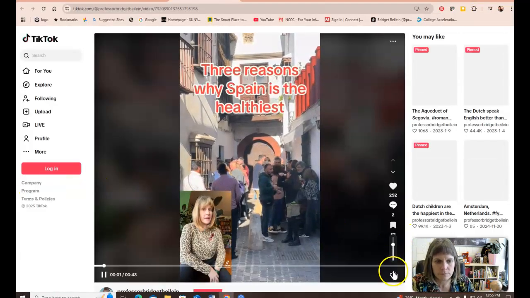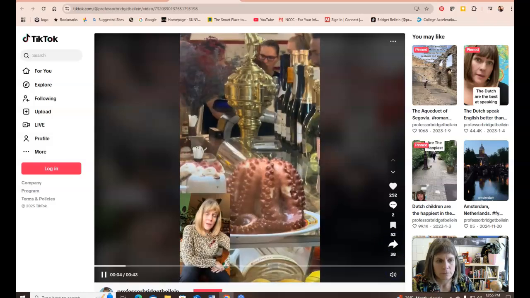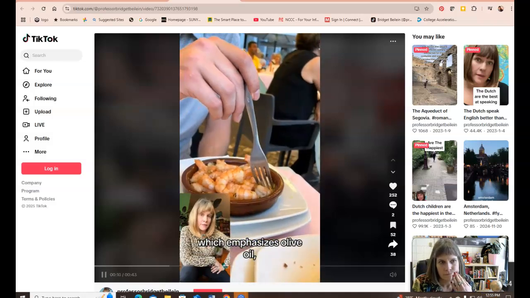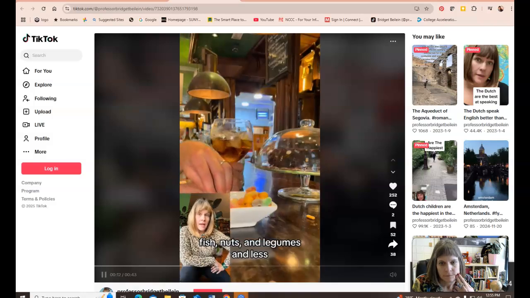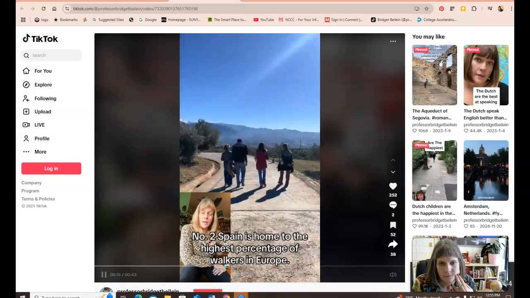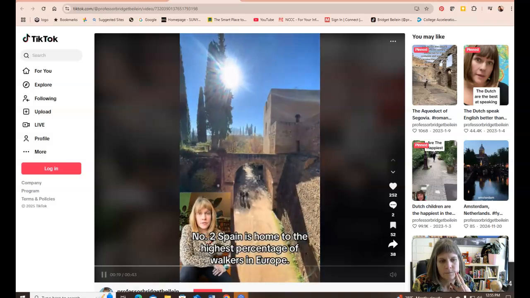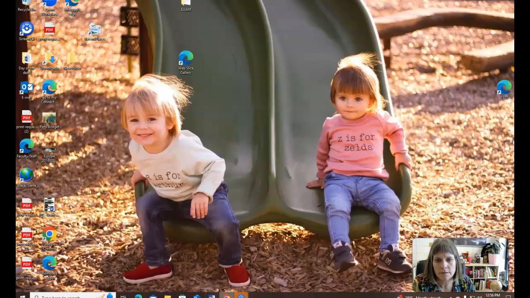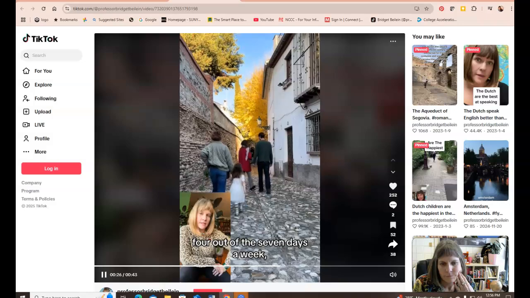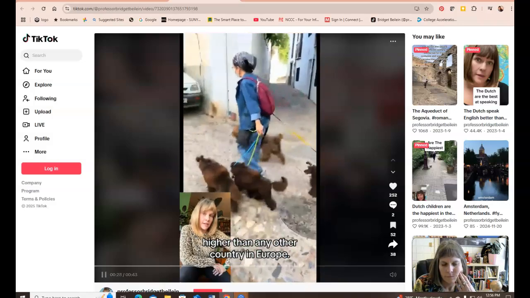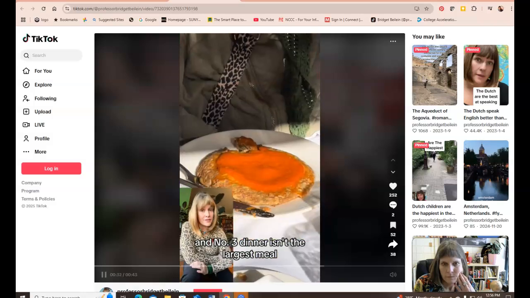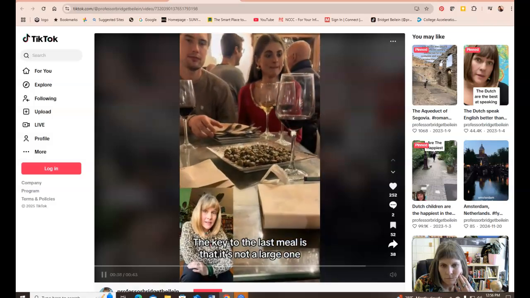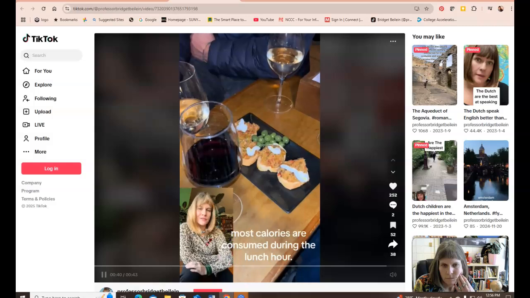3 reasons why Spain is the healthiest country in the world. Number 1, Spaniards are famous for their version of the Mediterranean diet, which emphasizes olive oil, fish, nuts, and legumes, and less processed meats and baked goods. Number 2, Spain is home to the highest percentage of walkers in Europe. At least 3 out of 4 Spaniards walk for 10 minutes at a time, 4 out of the 7 days a week, higher than any other country in Europe. And number 3, dinner isn't the largest meal. Most Spaniards don't eat until 9 at night, but the key to the last meal, it's not a large one. Most calories are consumed during the lunch hour.